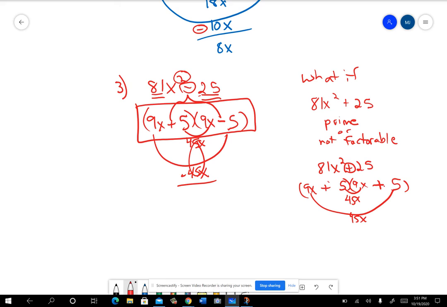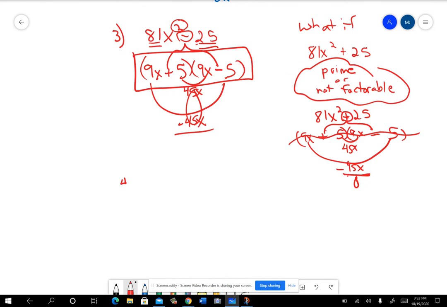So either they're both positive, so you get a middle term, which you're not supposed to have, or if you make one of them negative, you wind up getting rid of the middle term, but then you get a negative instead of a positive. So there's really no way to resolve that. That's why you say that type is prime or not factorable. Okay. All right, and then let's look at one more here.